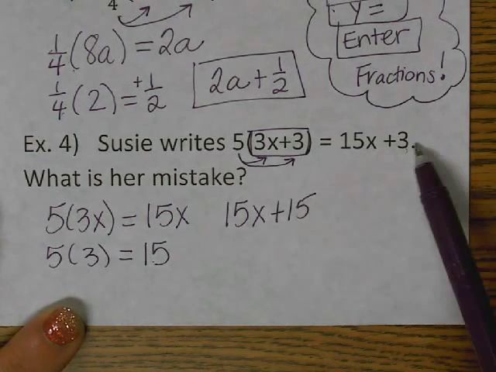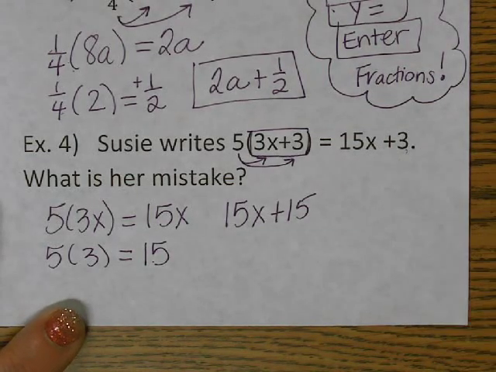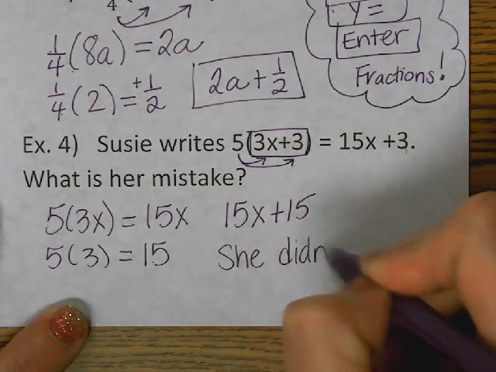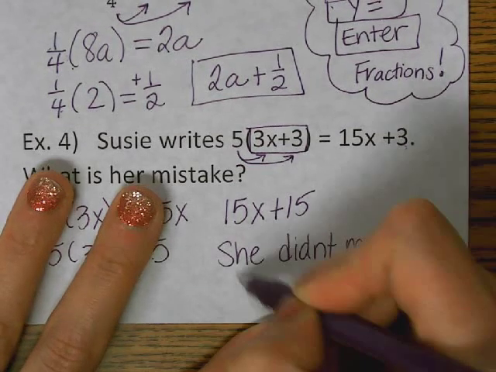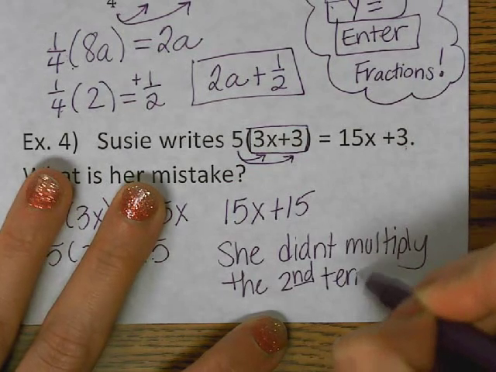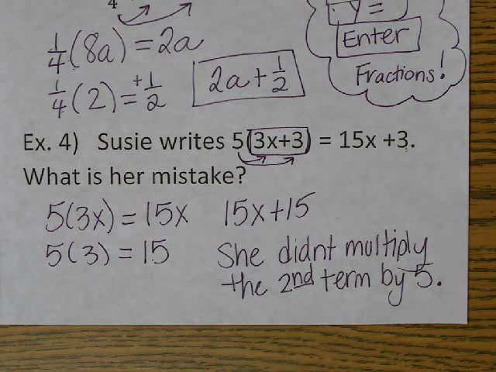What is different from her answer? Well, she forgot to multiply the second term by 5. So she didn't multiply the second term by 5. That's what she did wrong in example 4.